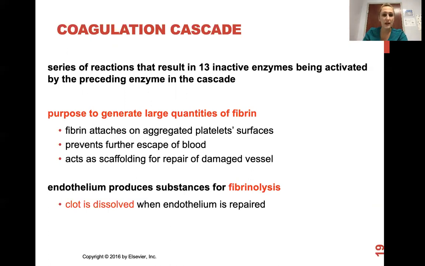So the endothelium of the vessel produces the substances for fibrinolysis, which basically dissolves the clot when the endothelium is repaired. So this concept's like a scab. You get a wound on the outside or the superficial part of your skin, and then you get a clot so that the blood stops coming out. That's your body's way of keeping the blood inside your body. And then it will harden and kind of dry up. That's that fibrin making that scaffolding and making that cement to keep everything together.